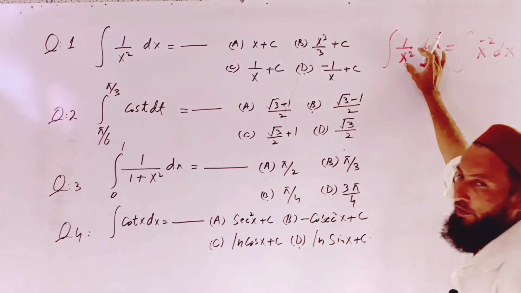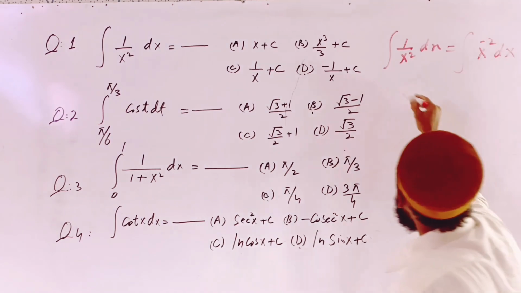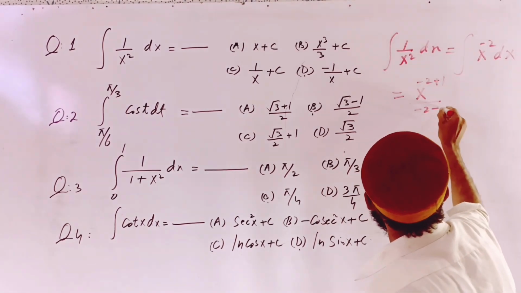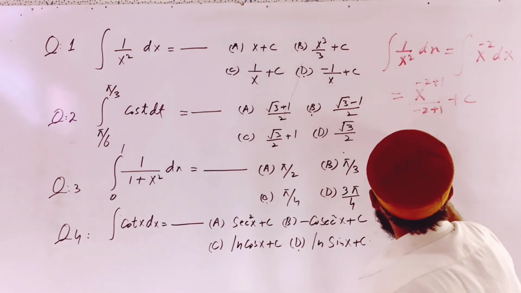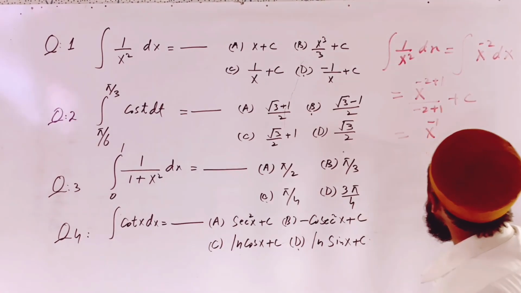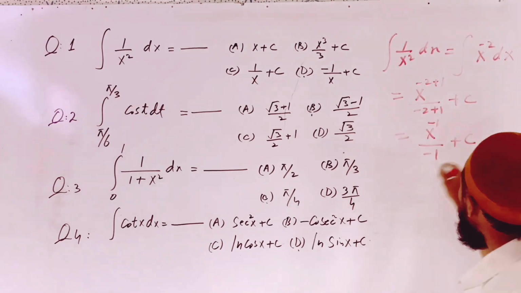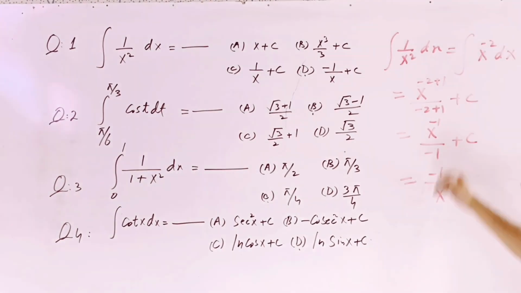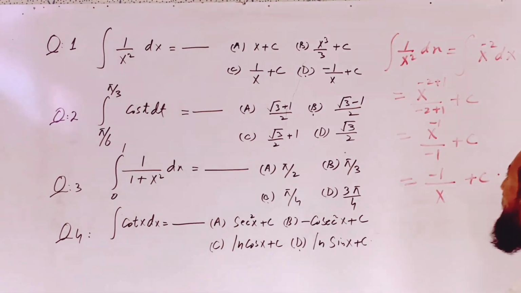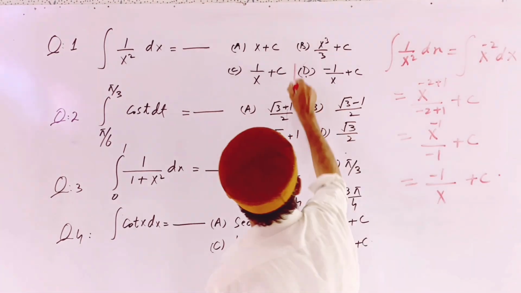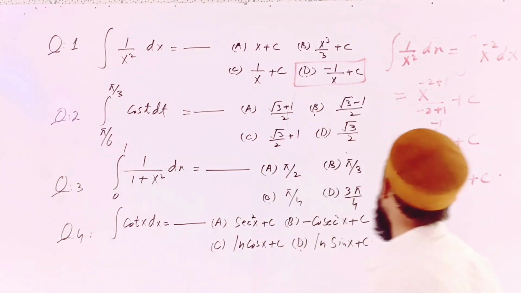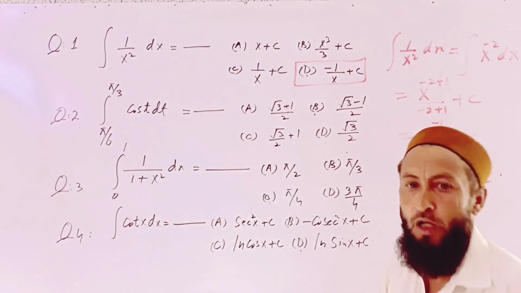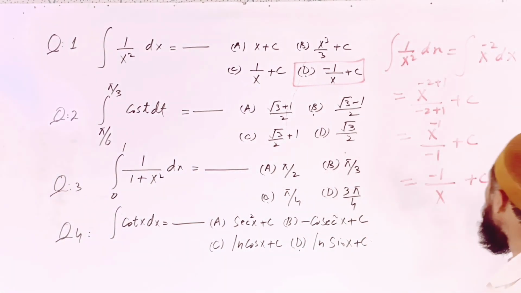If we take the reciprocal, the power will be negative. According to the formula, we can write x power minus 2 plus 1 divided by minus 2 plus 1, plus c. So if we simplify this result, we get minus 1 in the denominator, so the result is minus 1 by x plus c. We simplify the formula according to the rules, so we get the answer.